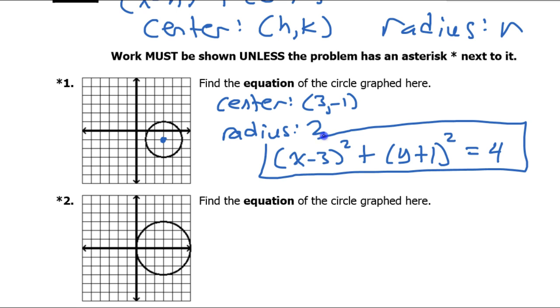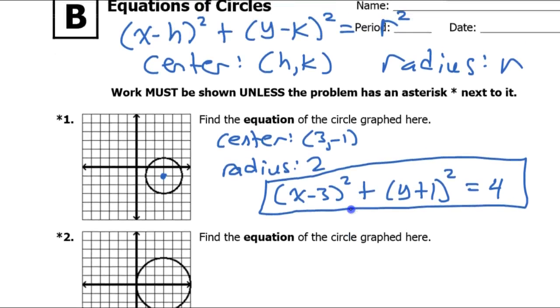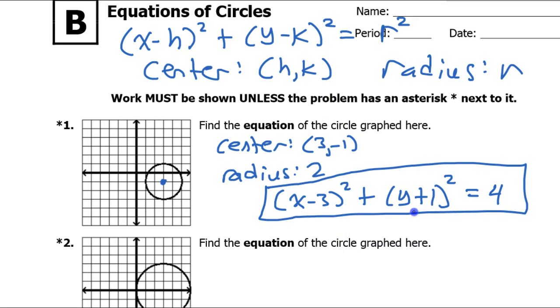Why do you use h and k? Tradition. In like every textbook I've ever seen, they always use h and k. I'm not sure why they picked those variables, but that's just a tradition.